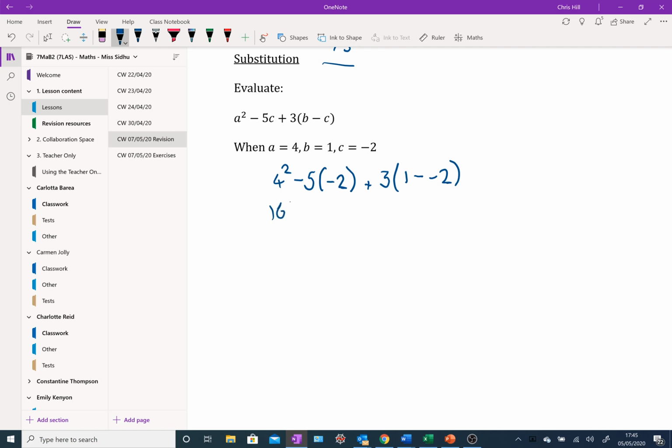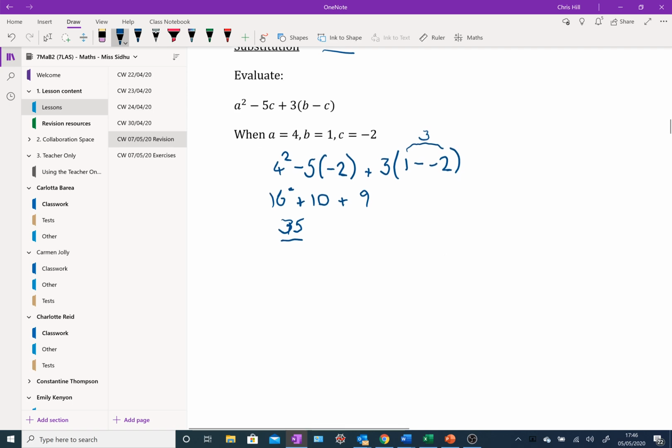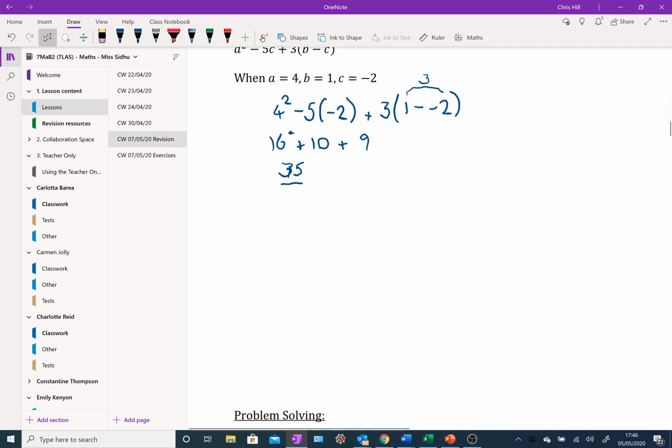So 4 squared is 16, plus 10, because minus times a minus is a plus. And then plus, working out what's inside this bracket first, it's 3. Okay, so 1 minus 2 is 3. So that goes to that, and then that becomes 26 plus 3, so the expression evaluates to 35. Okay, hopefully I've not made a mistake there, but you get the idea.